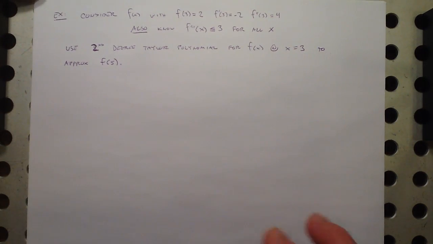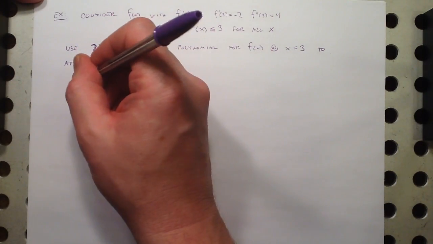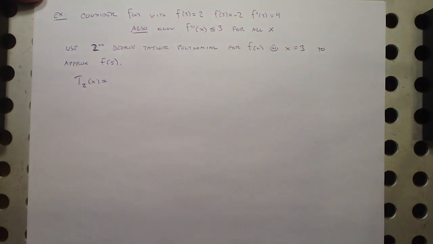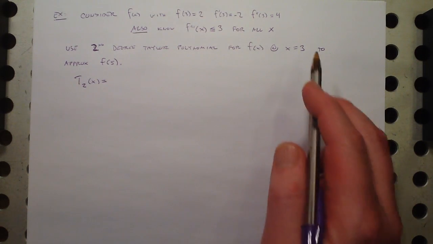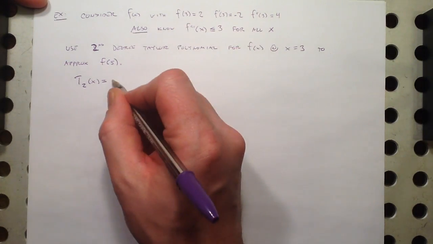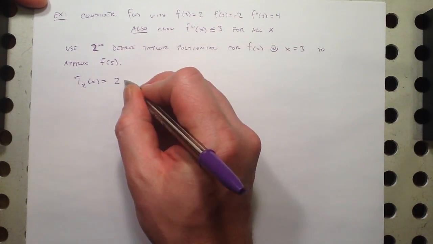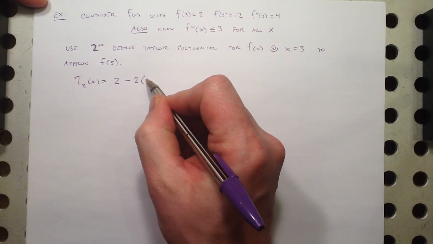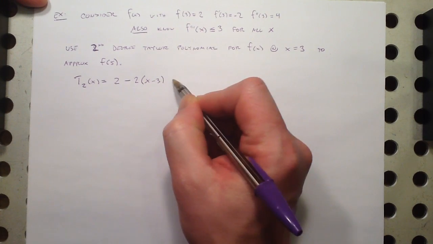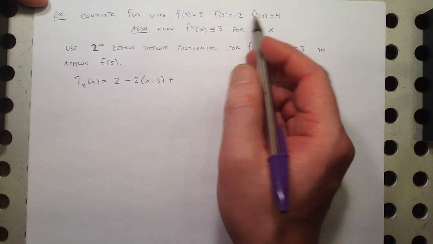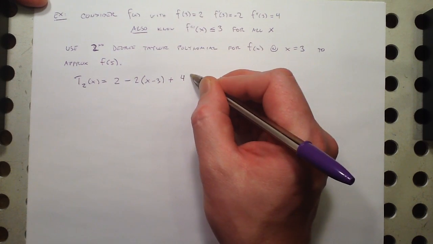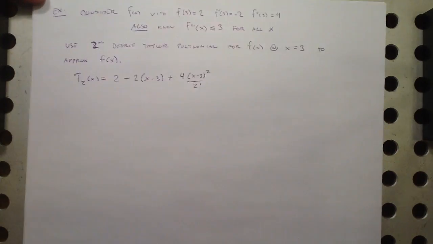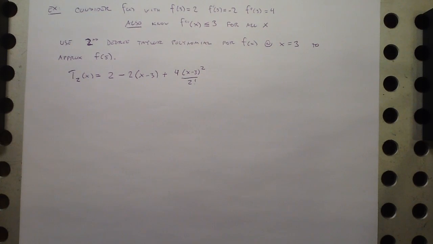So let's go ahead and do that first. So first thing I have to do is make that second degree Taylor polynomial. I'll call that T2 of x. So let's see, the recipe for a Taylor polynomial centered at x equals 3, it's f of 3 plus f prime of 3 times x minus 3 plus f double prime times x minus 3 squared over 2 factorial. There's my second degree polynomial.